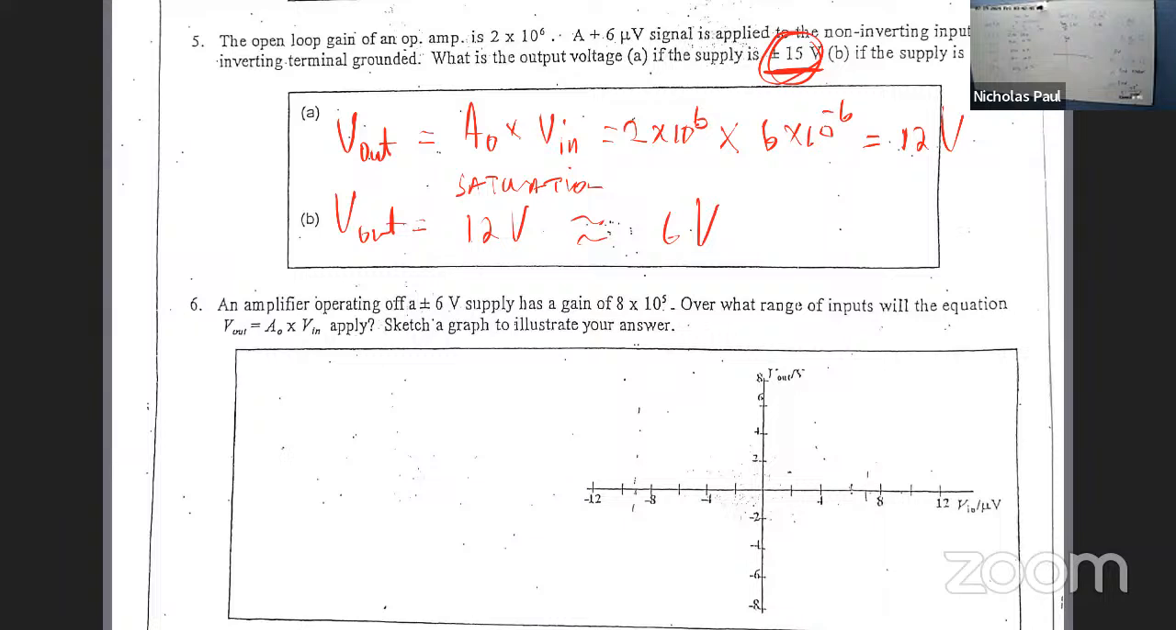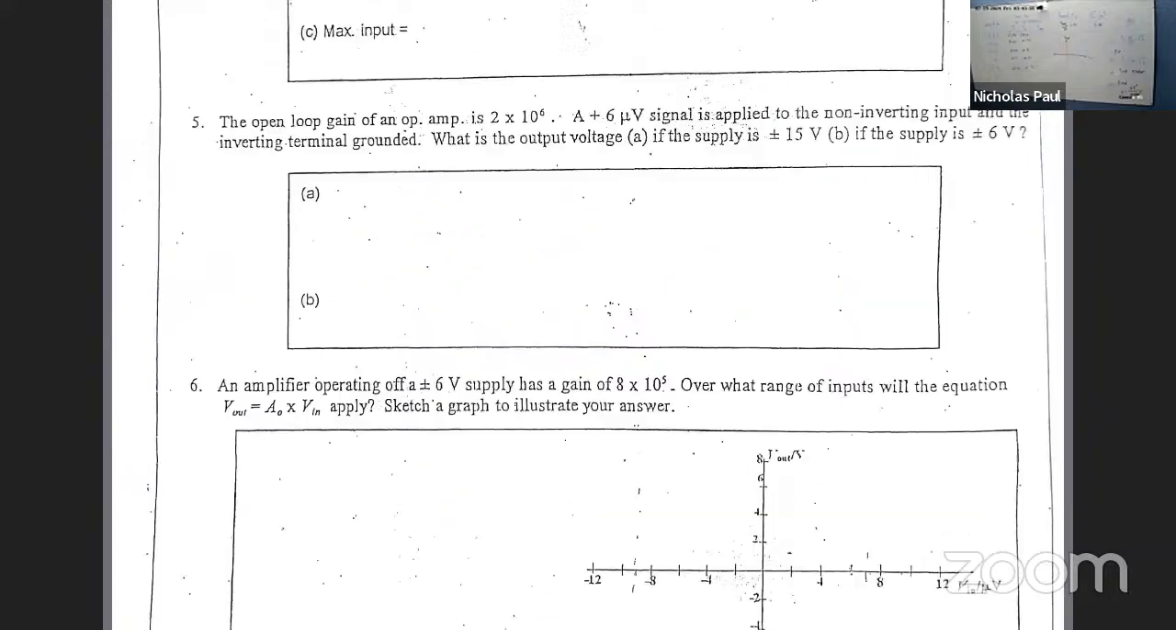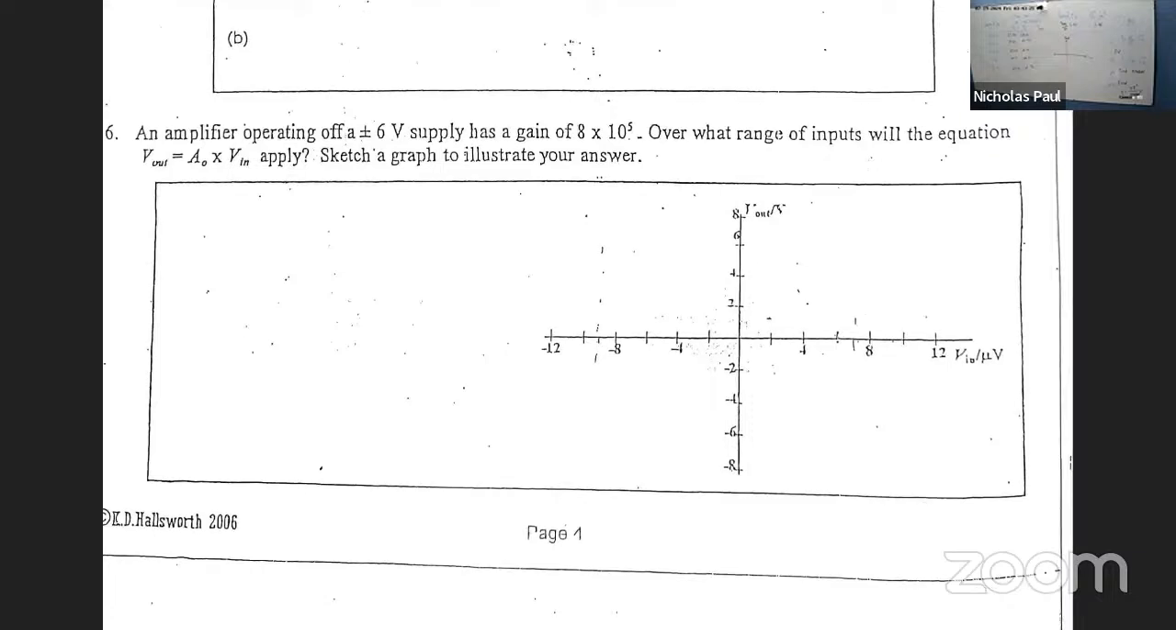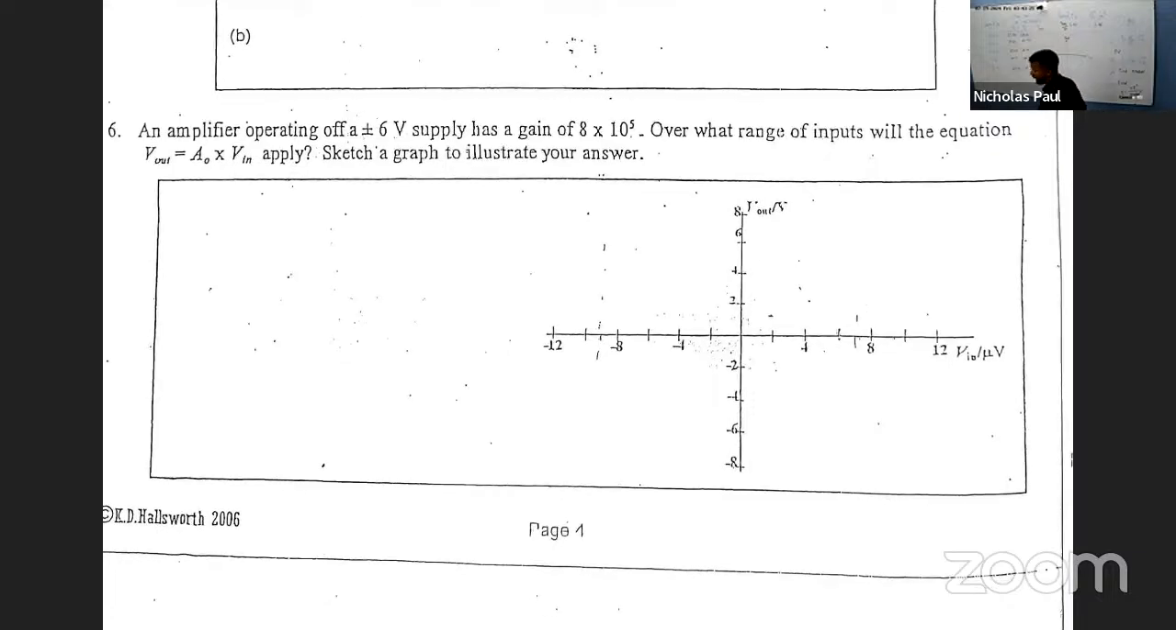That one. The next one, it's just 6. Right, and then to the graph. Last one, to the graph. Right, do the graph.